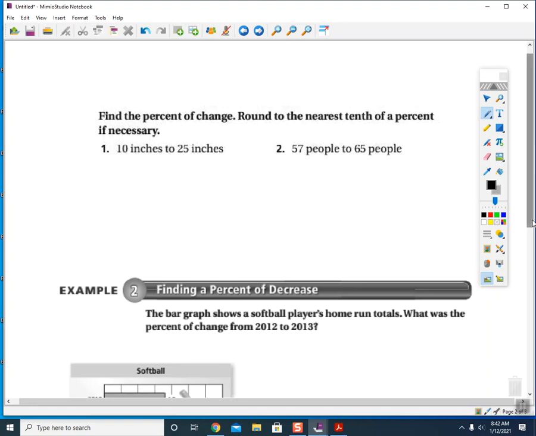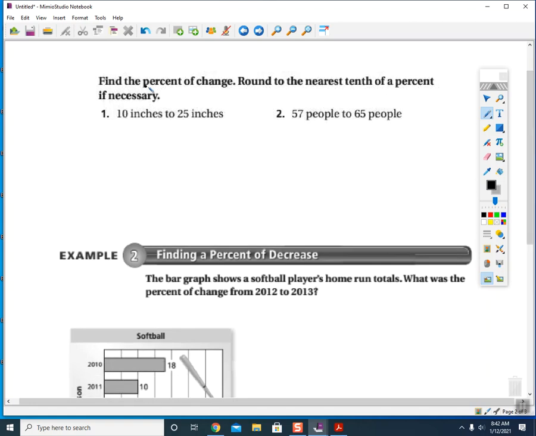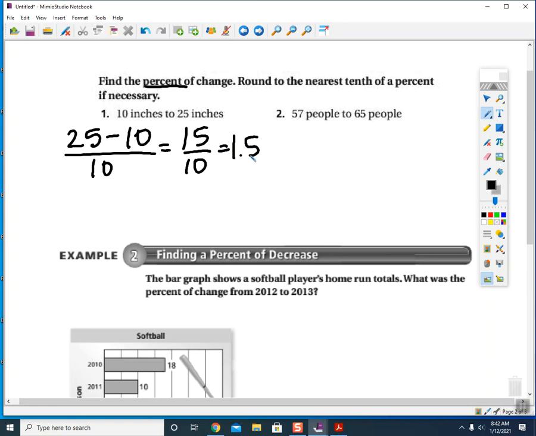So if we look at this one, we want to find the percent of change. We're going from 10 to 25 inches. So I'm taking the bigger number, 25, minus the smaller number, 10, divided by where I started, which was 10. So I'm going to have 15 divided by 10. Well, 15 divided by 10 is 1.5. Am I done? No, I'm not. Need to make that a percent. So that's going to be 150%. This is increasing. Go ahead and do the next one on your own, and then you can check your answer back with me when you're done.